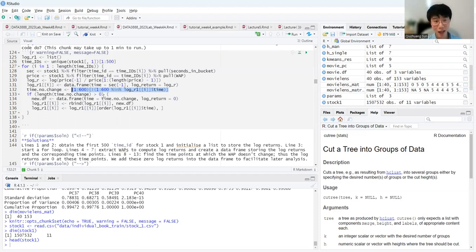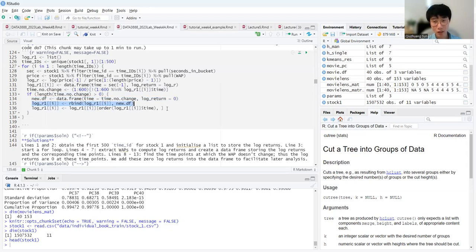So I just add the corresponding second, the corresponding time, and the corresponding log returns to this data frame. Why is it 0? Because there's no trading. No trading means the log return is 0. I just added this information to the original data frame.